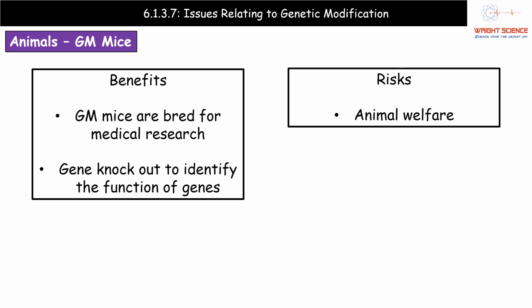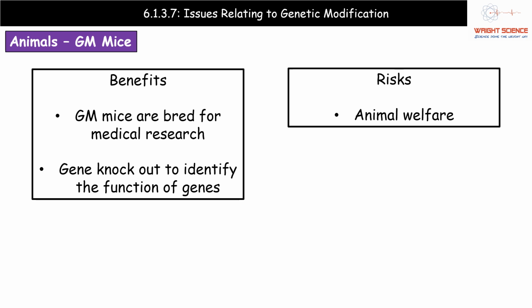We can also use these GM mice where we've knocked out certain genes to actually identify what they do. So if these mice happen to have a gene that's in common with us, for example, we can knock it out of the mice, see what happens to them, and therefore gain an understanding of what that gene does.